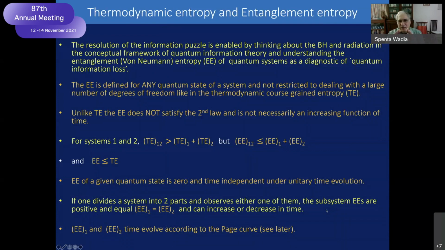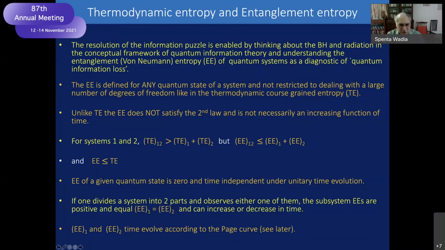There is a very fundamental difference between thermodynamic or coarse-grained entropy and entanglement entropy of quantum mechanics. The resolution of the information puzzle, I'm repeating myself, it's important to repeat it, is enabled by thinking about black hole and radiation in the conceptual framework of quantum information theory, and understanding the entanglement entropy of quantum systems is the diagnostic of quantum information loss. The entanglement entropy is defined for any quantum system, and it's not restricted to dealing with a large number of degrees of freedom like the thermodynamic entropy, which you can talk of once you coarse grain the information of the system. Entanglement entropy is a concept which is valid even for a two-state system.